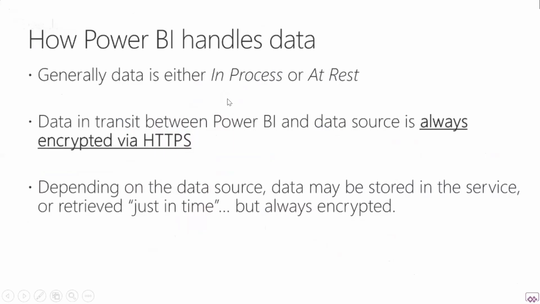Generally data is processed in two states. One is in process, that is in memory, and the second is at rest. Data transmitted between Power BI and the data source is always encrypted using HTTPS. Depending on the data source, data may be moved in service or retrieved just in time, but at any point during the transmission, data is always encrypted.